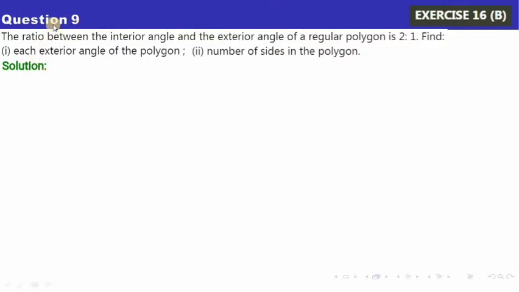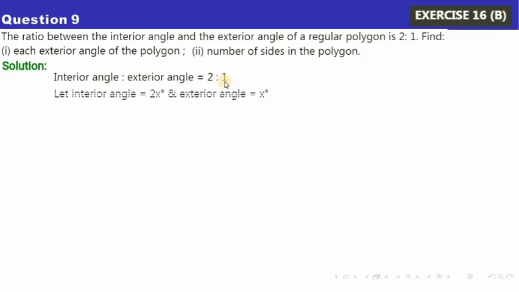Let's have another question, question number 9, which says the ratio between the interior and the exterior angle is 2:1. Find each exterior angle of the polygon and the number of sides in the polygon. It is given that interior angle is to exterior angle is 2:1, right? So in this case I am going to consider interior angle to be 2x and exterior angle to be x. Now again, you know that the sum of the interior and exterior will be 180 degree. So 2x plus x is 3x. From here calculate the value of x. It turns out to be 60 degree.